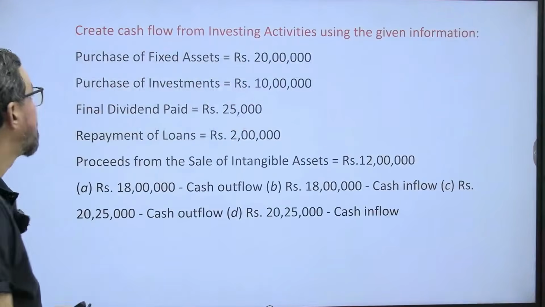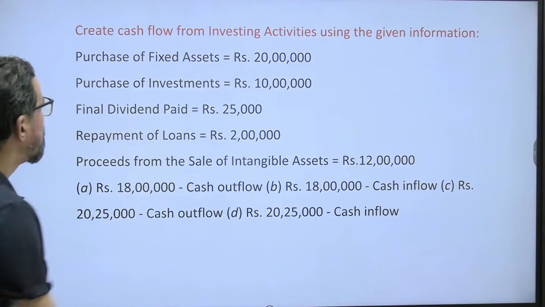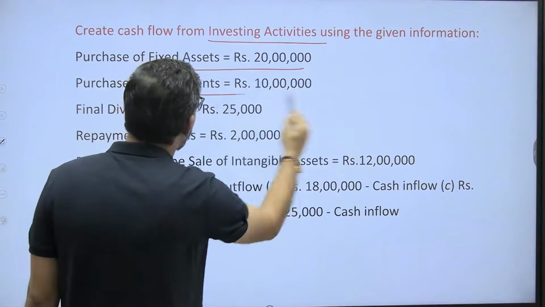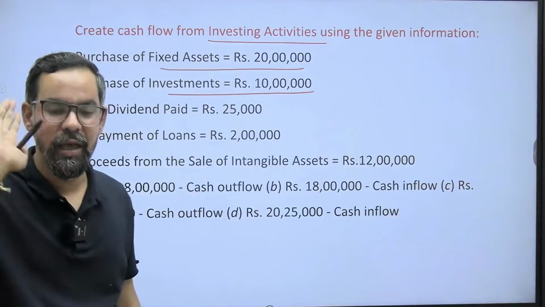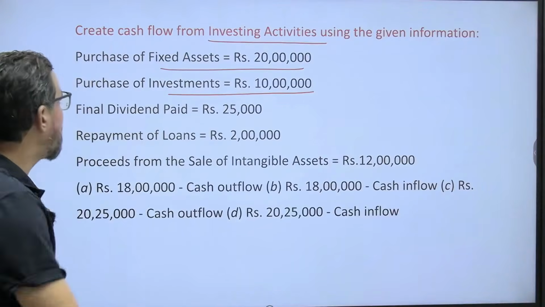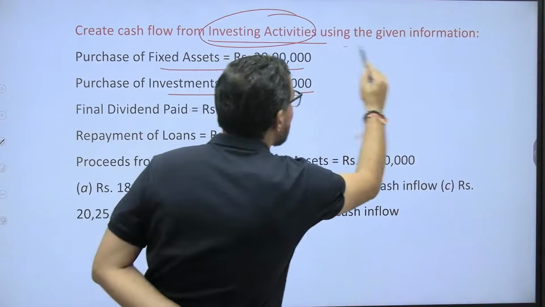Next one, guys. Create cash flow from investing activities. No, we haven't discussed this question. This is for 2 marks. If you correctly answer this question, you will get 2 marks. Okay, try. Create cash flow from investing activities using the given information.